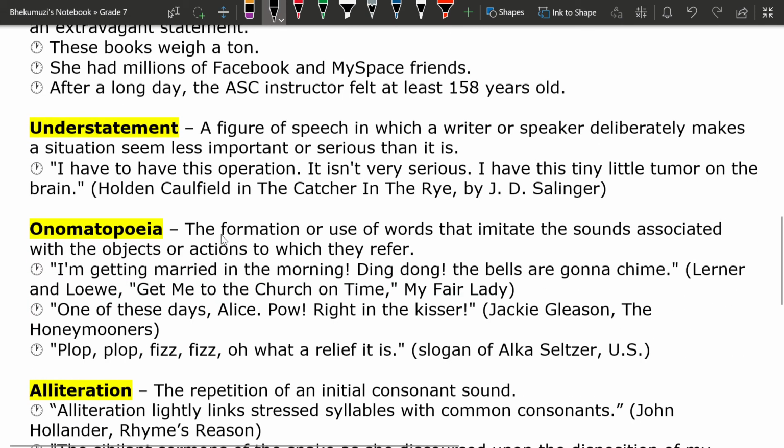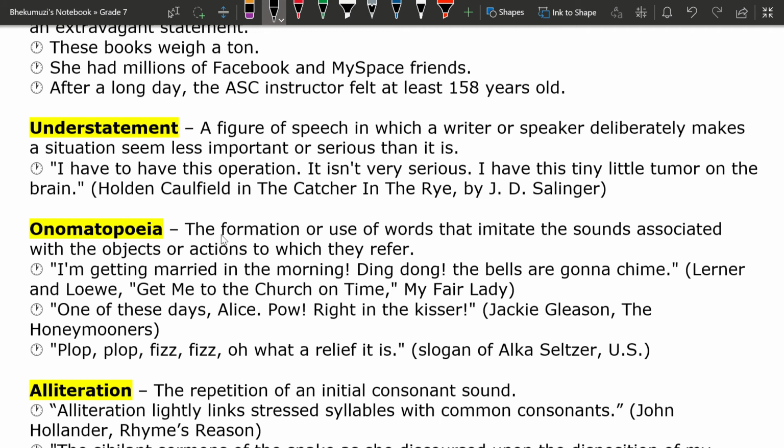And then we also have what we call an understatement. An understatement is a figure of speech in which a writer or a speaker deliberately makes a situation seem less important, right? So understatement is to make something seem not as important as it really is. In this case, an example would be, I have to have this operation. It isn't very serious, right? I have this tiny little tumor on the brain. You see, that's definitely an understatement. Having a tumor in your brain is a very serious thing, but also just having an operation in any case is quite serious.